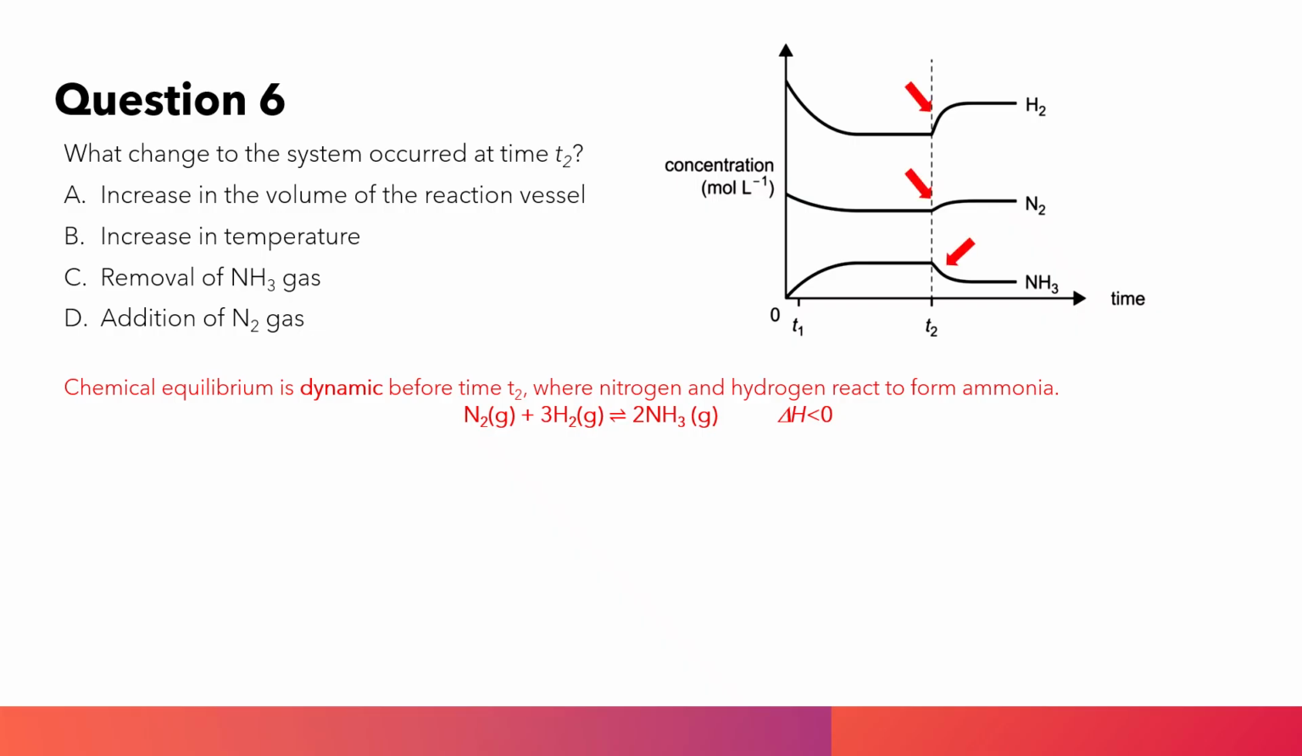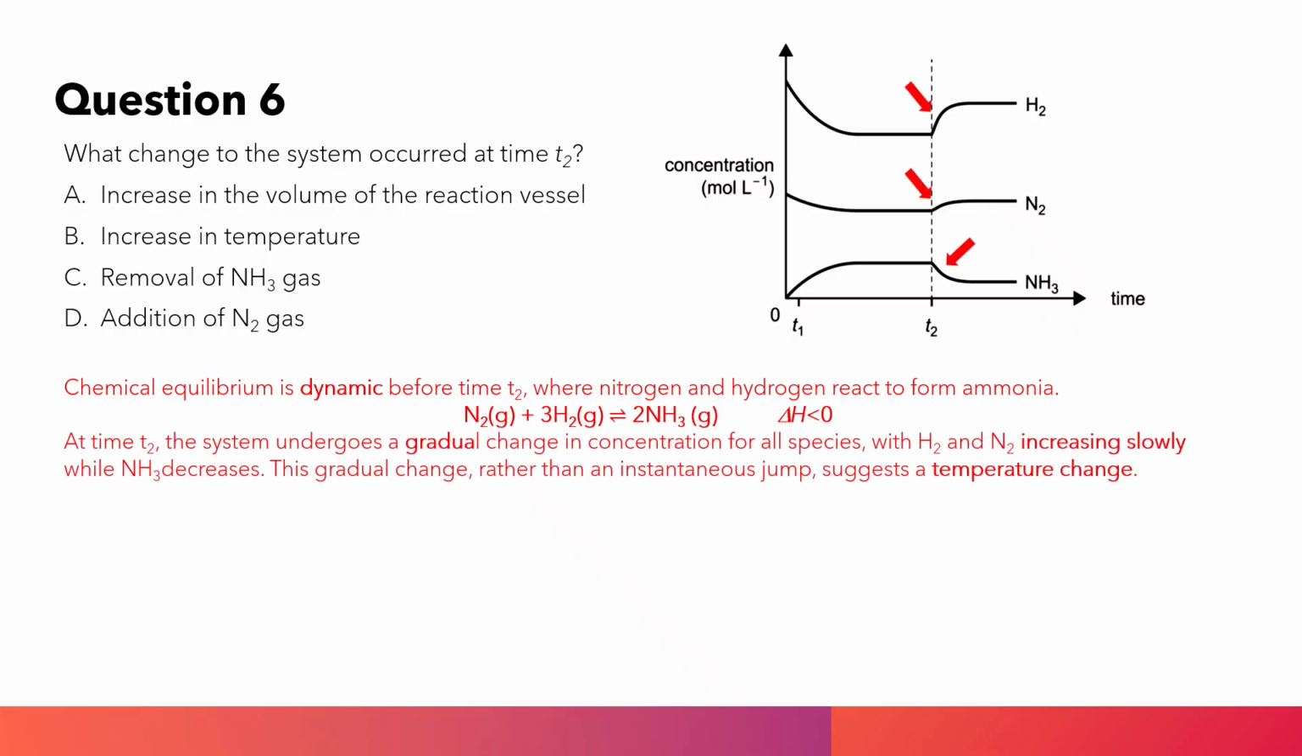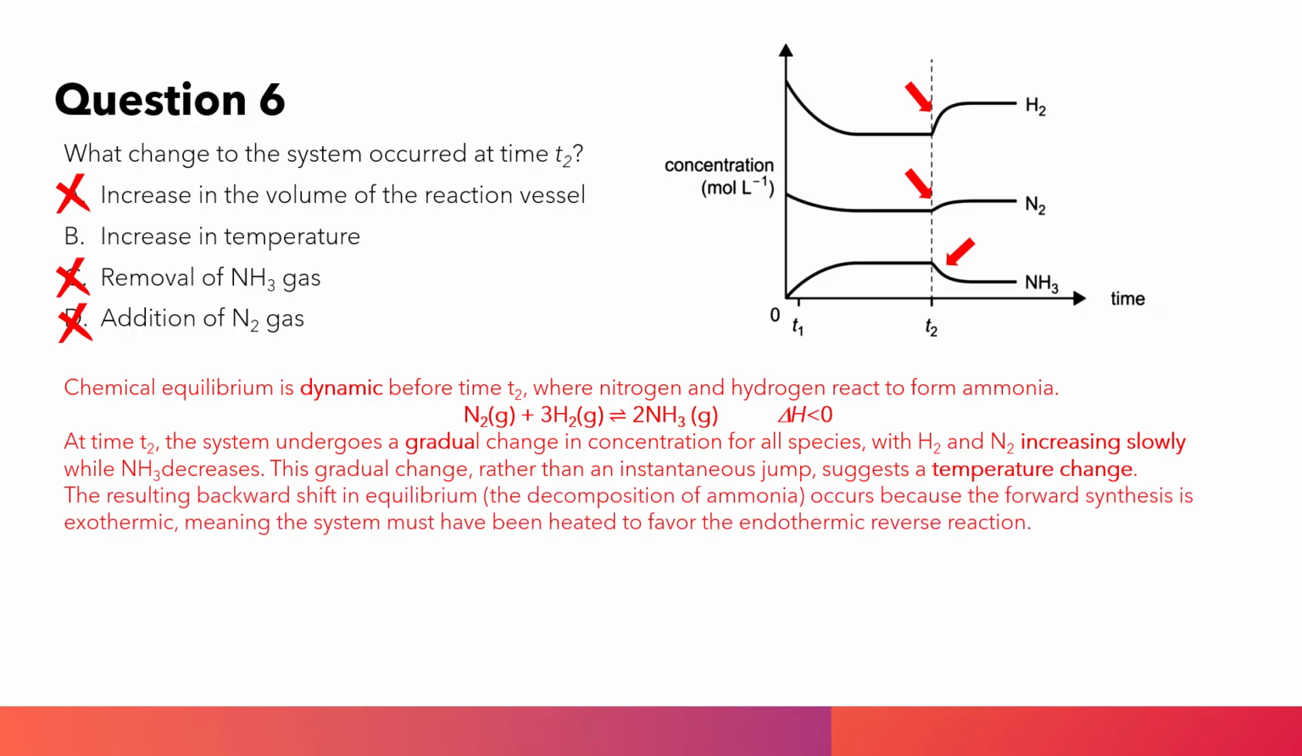At time T2, the system undergoes a gradual change in concentration for all species, with H2 and N2 increasing slowly while NH3 decreases. This gradual change, rather than an instantaneous jump, suggests a temperature change. The resulting backward shift in equilibrium, the decomposition of ammonia, occurs because the forward synthesis is exothermic, meaning the system must have been heated to favor the endothermic reverse reaction.